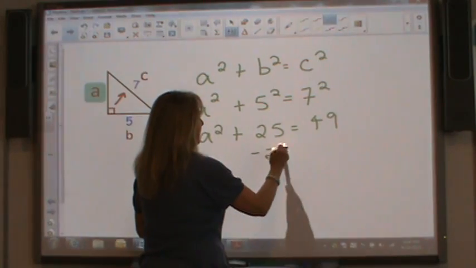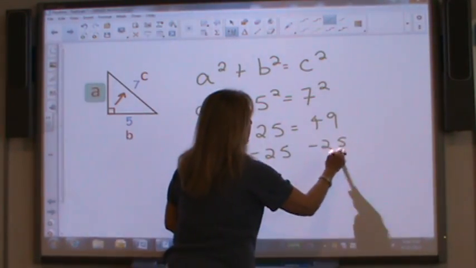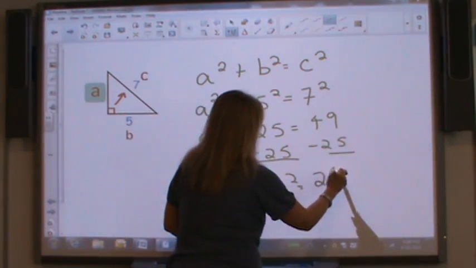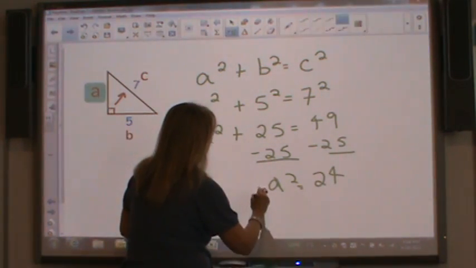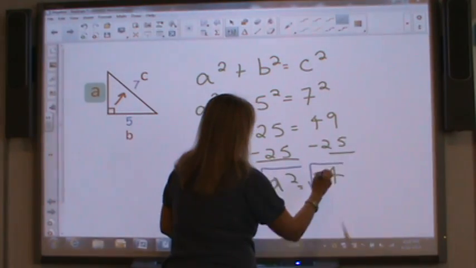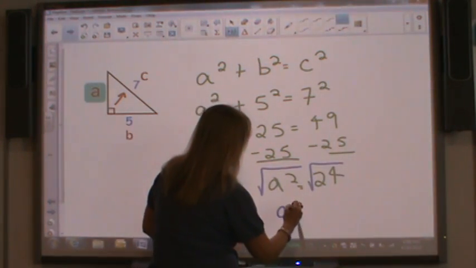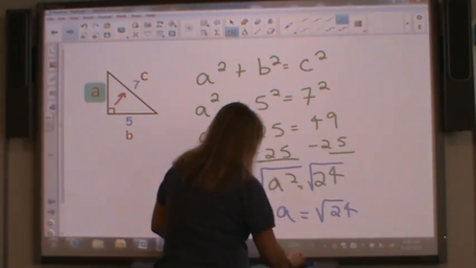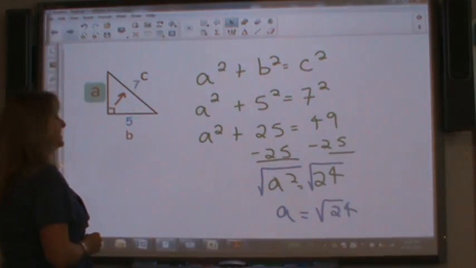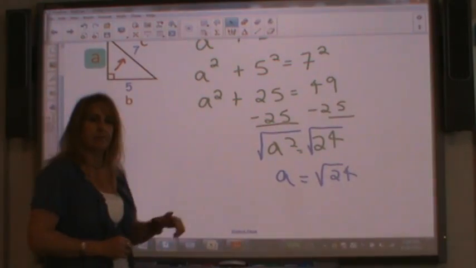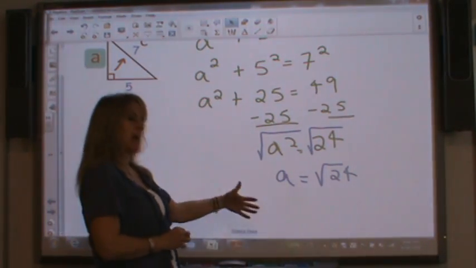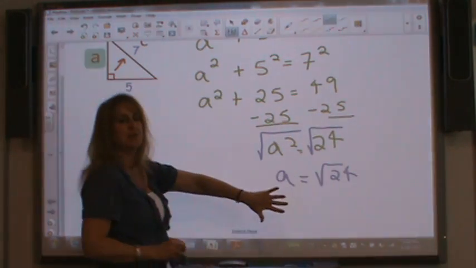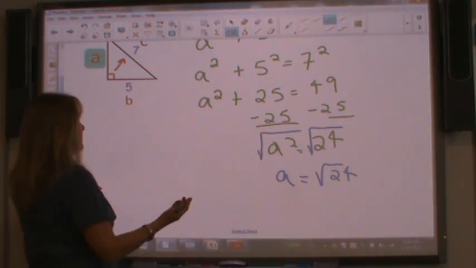I subtract 25 from both sides, and I get a squared equals 24. So now I take the square root of both sides, and look what I have. I have a equals the square root of 24, okay? What we've done in the past is we would put that into our calculator, and it's an irrational number, and it would go on. We'd have to round it. But now that we have learned, there is another way to simplify that answer, but keep it in radical form.